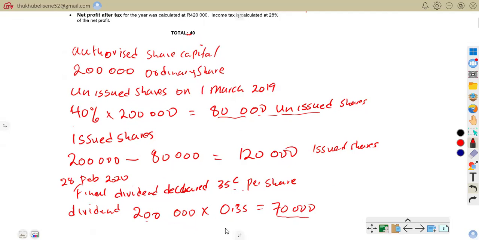This is the final dividends. These are the dividends that we are yet to pay. We are going to pay our shareholders. So their share is what? 35% on our 200,000 ordinary shares. They have 35% of their dividends. So we are yet to pay them. They are not yet paid.